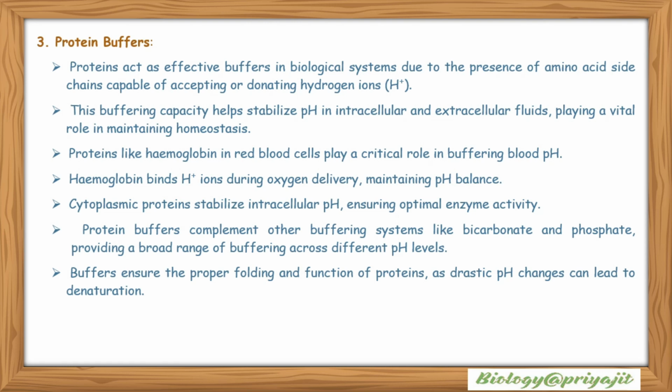Protein buffers. Proteins act as effective buffers in biological systems due to the presence of amino acid side chains capable of accepting or donating hydrogen ions. The buffering capacity provides stabilized pH in intracellular and extracellular fluid, playing a vital role in maintaining homeostasis. Proteins like hemoglobin in red blood cells play a critical role in buffering blood pH. Hemoglobin binds H plus ions during oxygen delivery, maintaining pH balance.